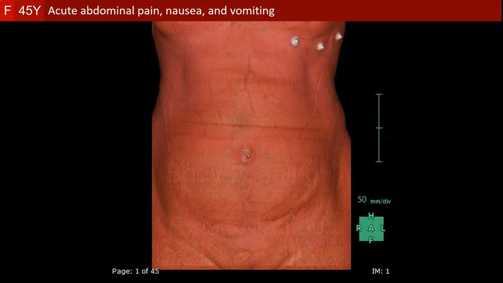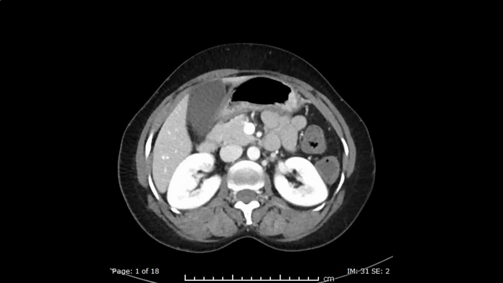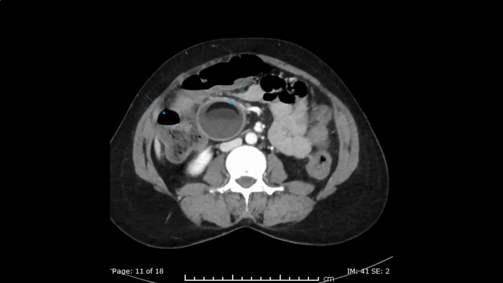This is a 45-year-old female with acute abdominal pain, nausea, and vomiting. Abdominal radiograph in the erect position showed no evidence of intestinal obstruction. Contrast-enhanced CT of the abdomen and pelvis revealed a rounded lesion at the right side of the abdomen, which contains fat.